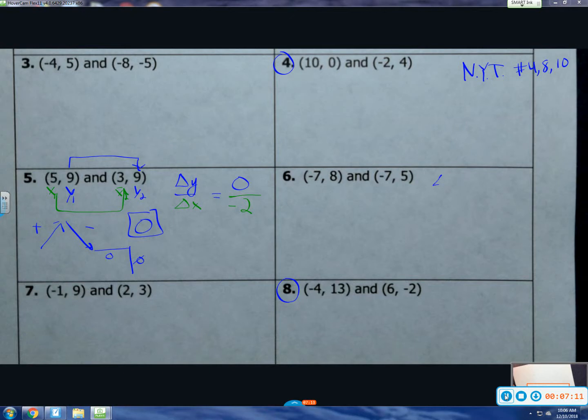So let's look at our change in y on number 6, and then let's look at our change in x and see what's up. So change in y, we go from 8 to 5. Is that up or down? I think that's down 3, right? Agree? And then with my change in x, I go from negative 7 to negative 7. Did it change? It did not change. How can we divide by 0?